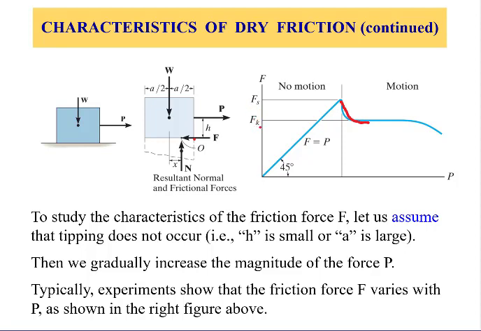Fk is called the kinetic friction force, and Fs is called the static friction force, and both of them are proportional to the normal force. The difference is that the proportionality depends on a value called mu s, which is the coefficient of static friction for the static friction force, and mu k, which is the coefficient of kinetic friction for the kinetic friction force.